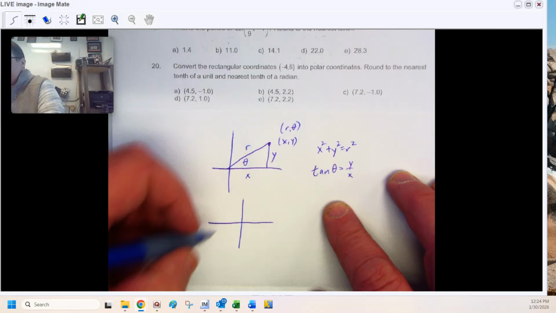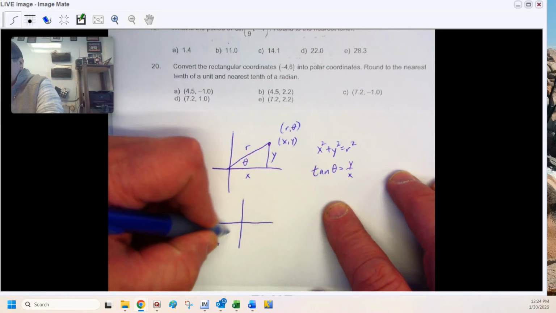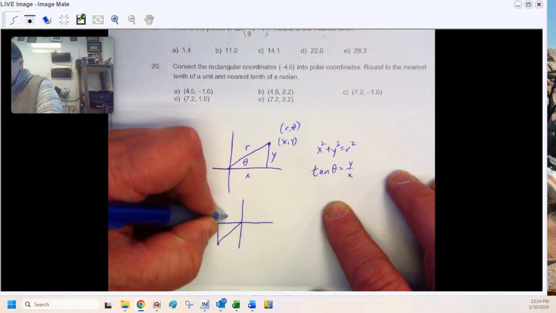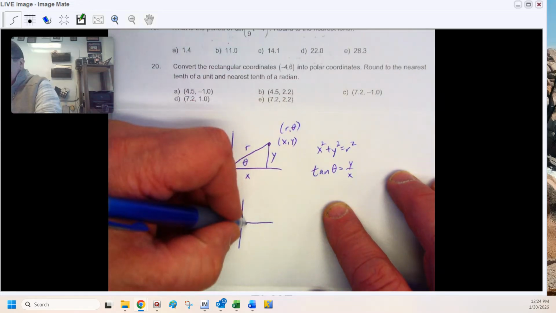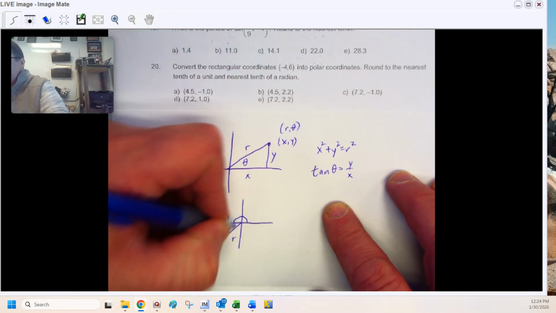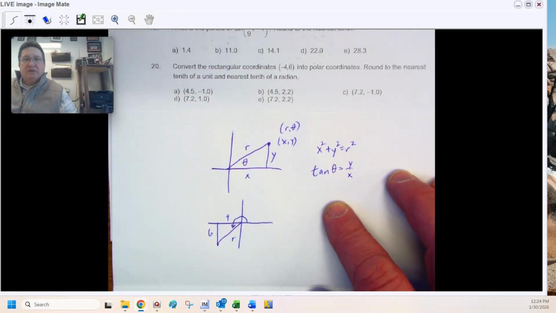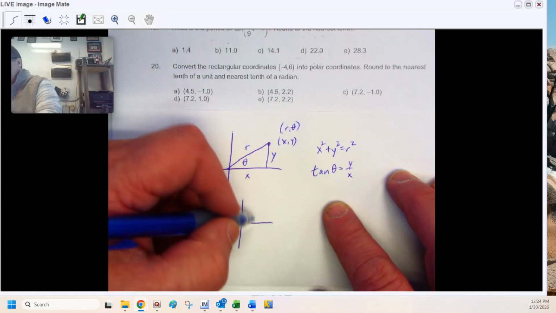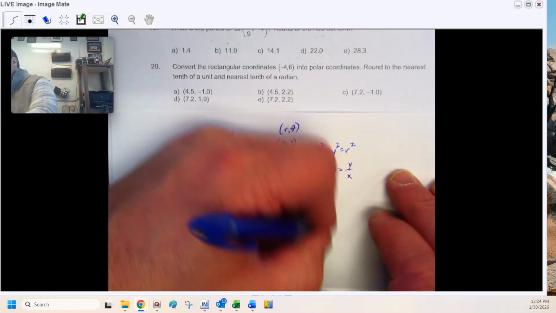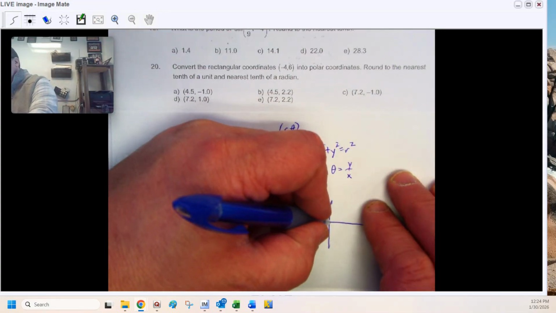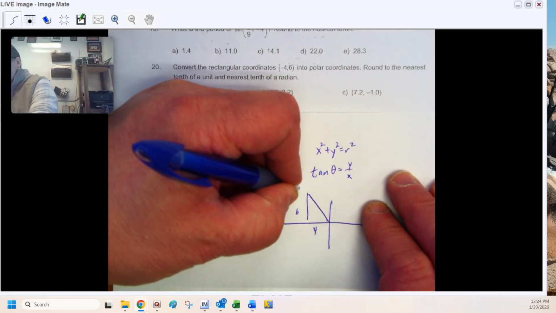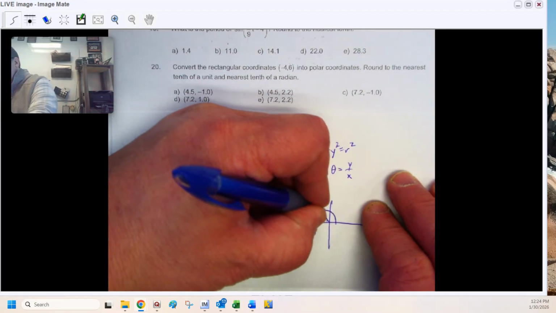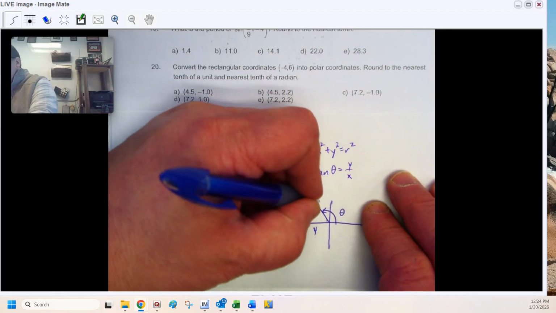Now, if we're looking at negative 4, 6, that's a point about here. And so it's asking for this r, and it's asking for this angle. Okay? And so, actually, whoops, I didn't draw that right. That was negative 4, negative 6, sorry. So negative 4, 6 would be up here, wouldn't it, Darren? Yeah. So they're asking for this angle and this r.